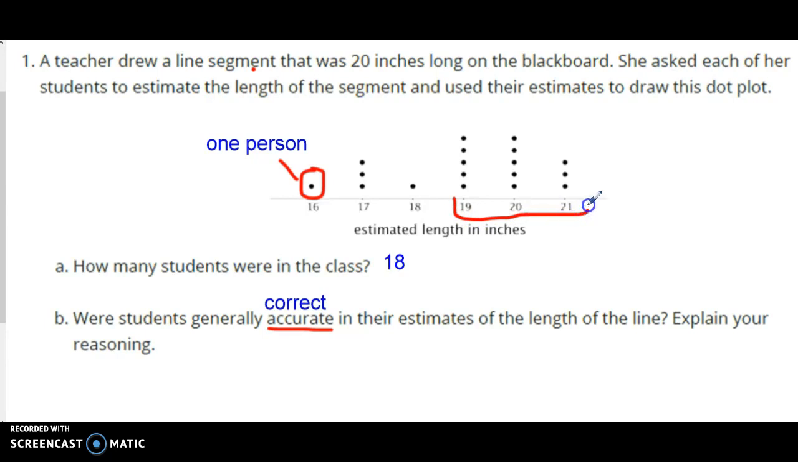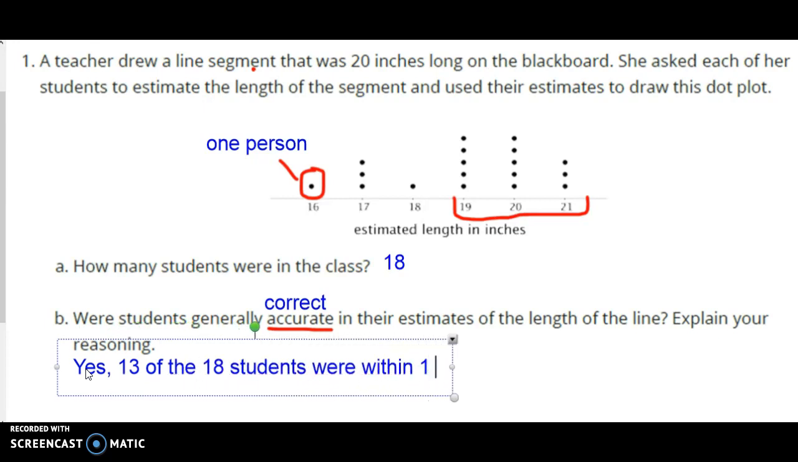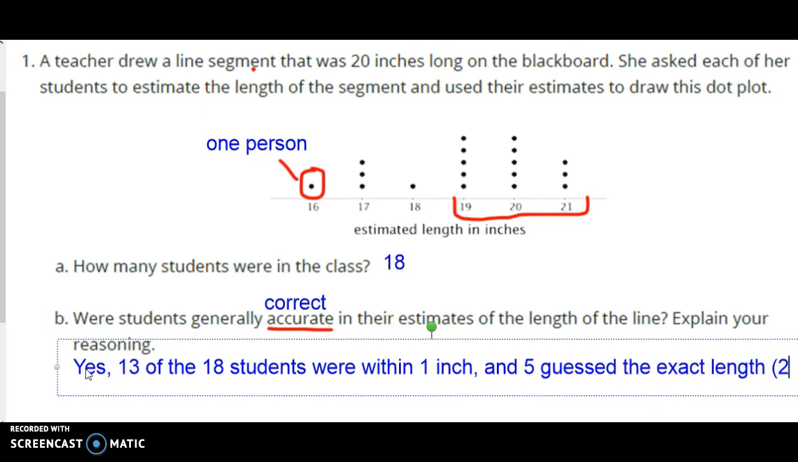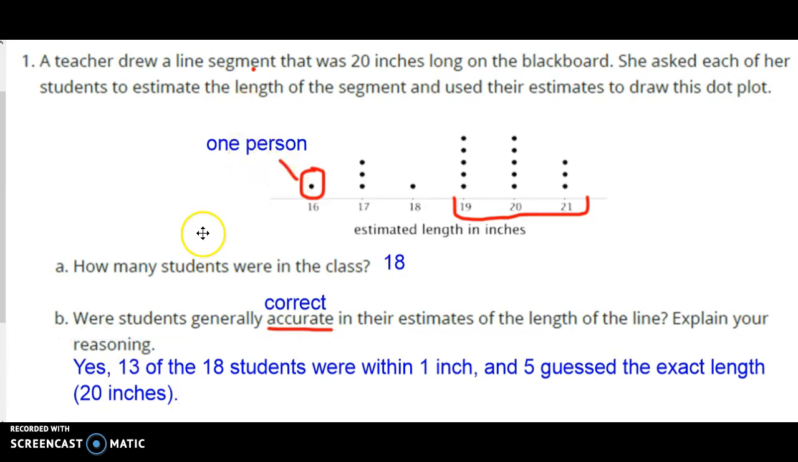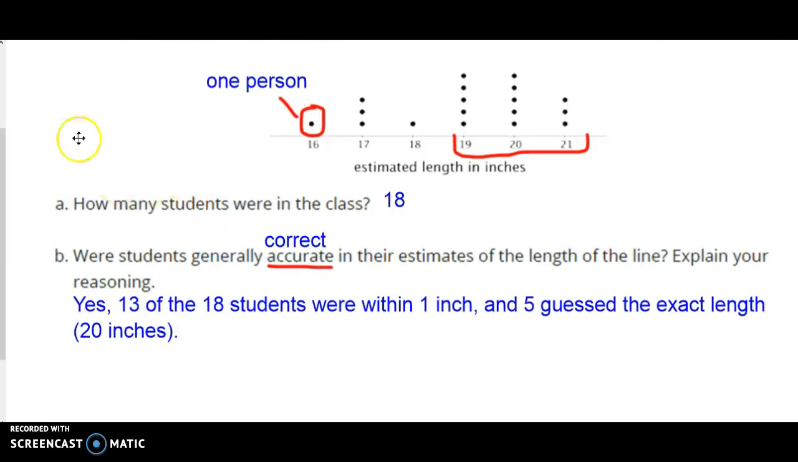So I'm going to focus on this group right here because these kids were either right on 20 or they were 1 inch away. And I can tell that 10, 11, 12, 13 of the 18 kids were within 1 inch. That's pretty close. So I'm going to say here yes. 13 of the 18 students were within 1 inch, and 5 guessed the exact length, 20 inches. So that tells me that these students were pretty good with their estimations.